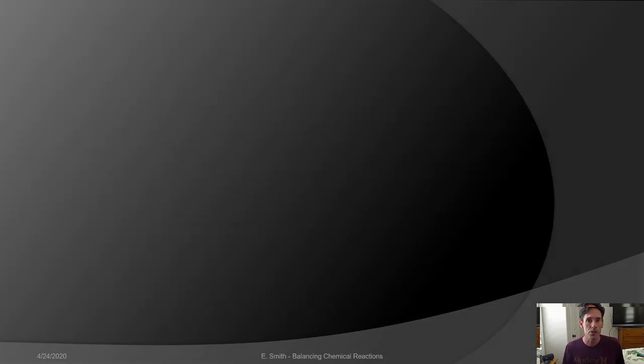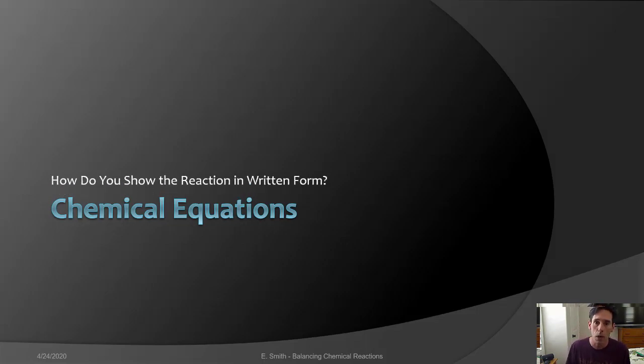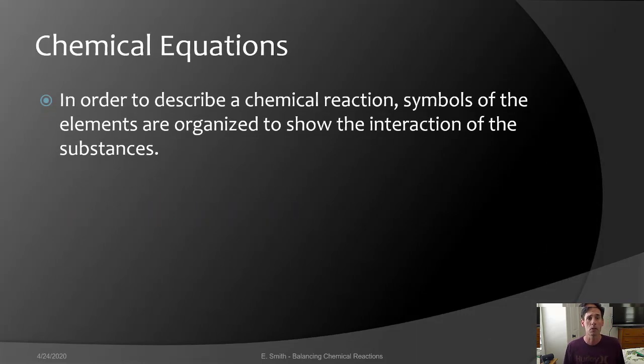So how do you show a chemical reaction? What we use is called a chemical equation. In order to describe a chemical reaction, we use symbols to make it easier rather than writing out a long sentence. And it's organized to show the interaction of the substances.